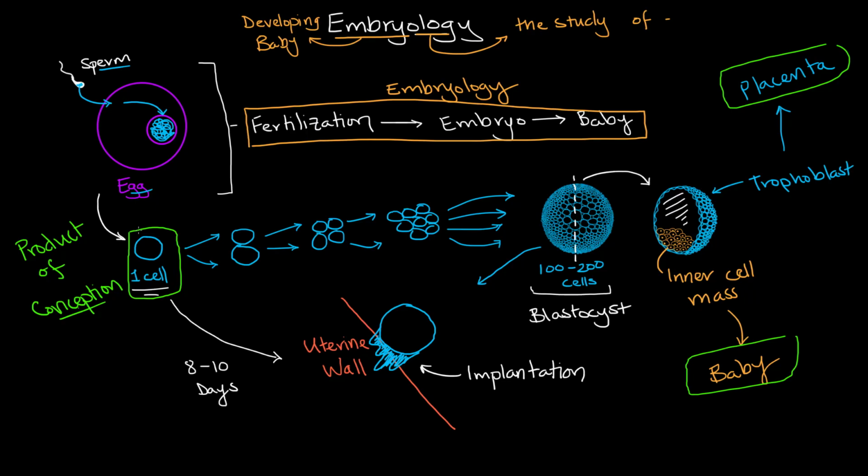Things like the umbilical cord would of course be a product of conception, the amniotic sac, and even in some cases molar pregnancies where you have something growing in the uterus but it's not a baby. And so all of these would be products of conception.